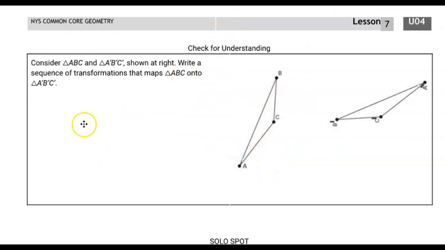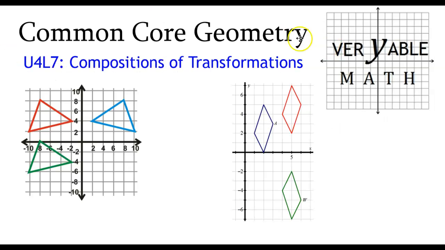All right, I would move on to the check for understanding, but I can't do it because we're going to be doing that in class. So that means this is the end of the video. This was the video on the 7th lesson in Unit 4. This was about compositions of transformations, putting together transformations to get from one shape to another and then to another. All right, folks, good luck studying.